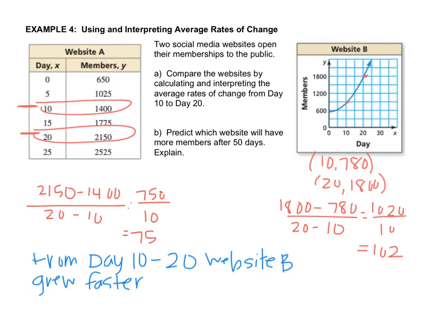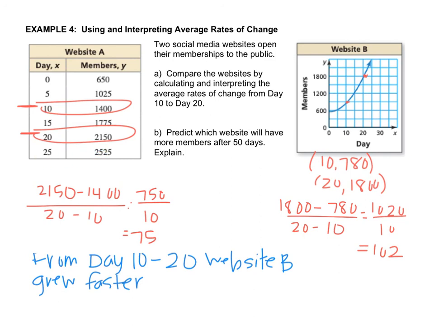The last thing to do is letter B, predict which website will have more members after 50 days. Well, at 25 days, the memberships are pretty equal. This has 25, and this has, what is that? That's about, I want to say like 2400, because it looks like it's going 6, 12, 18, 24. So they're pretty much the same. This one's a little bit more, but that's at day 25.